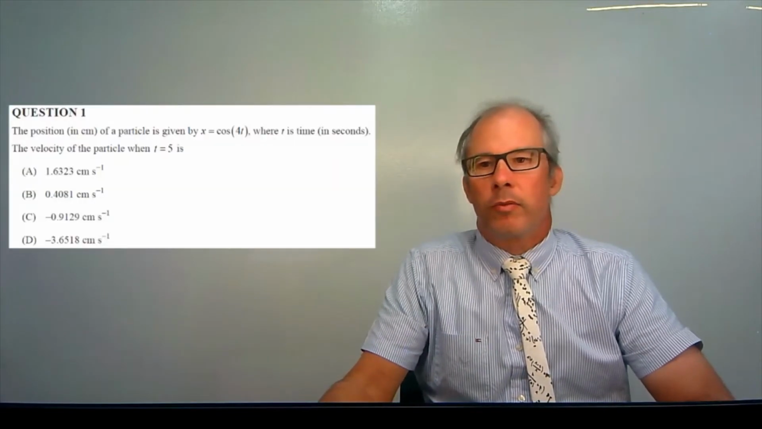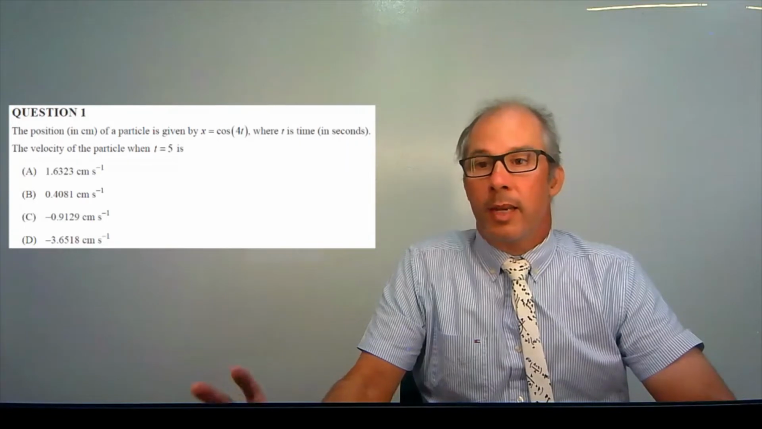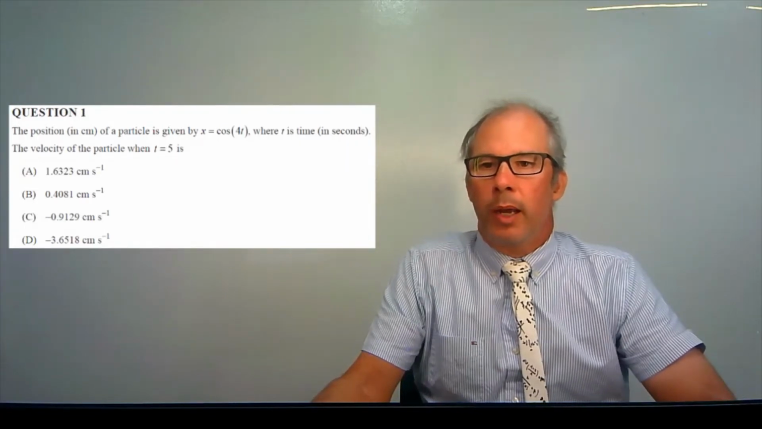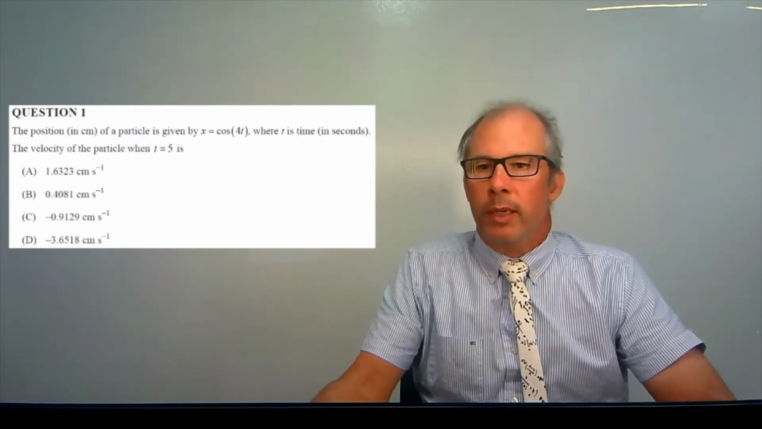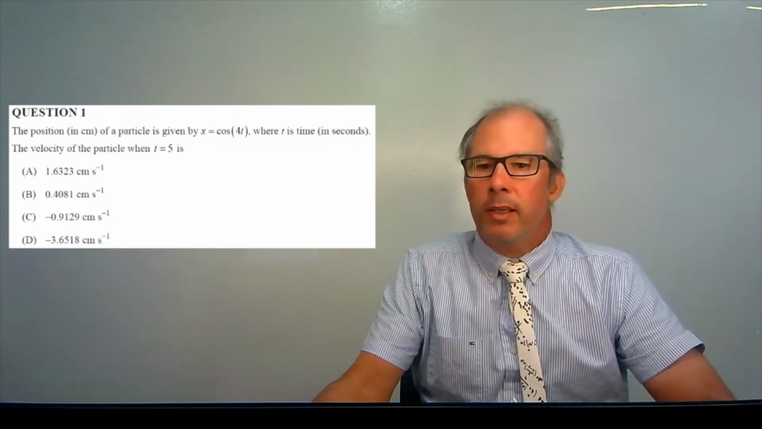Okay, this is a video on the QCAA Mathematical Methods external exam from 2022, and this is paper 2, Technology Active. Question 1. The position in centimeters of the particle is given by x = cos 4t, where t is time in seconds. The velocity of the particle when t is 5 is, and then they give you a whole lot of options.